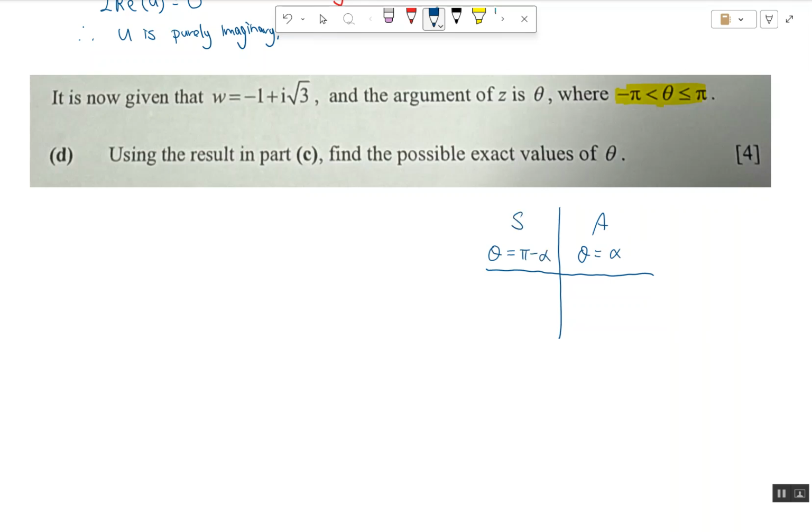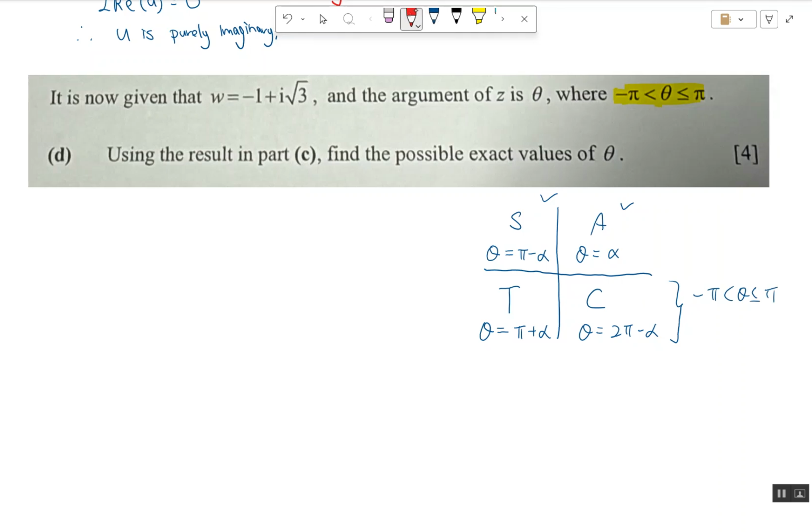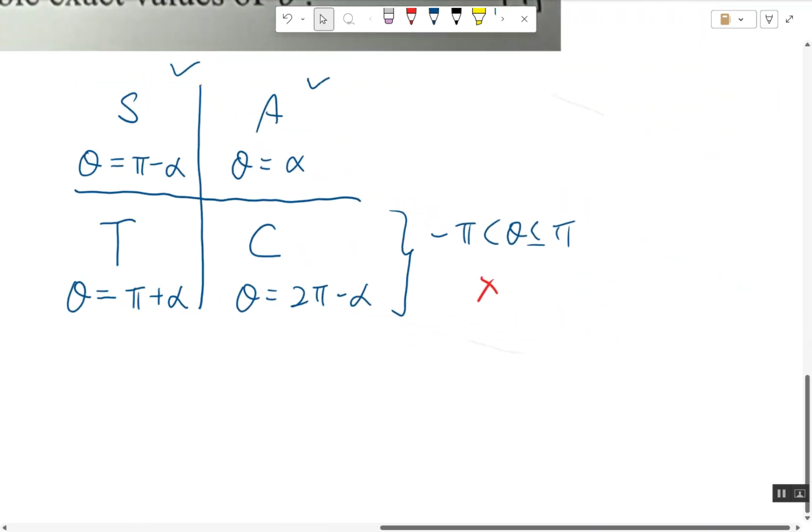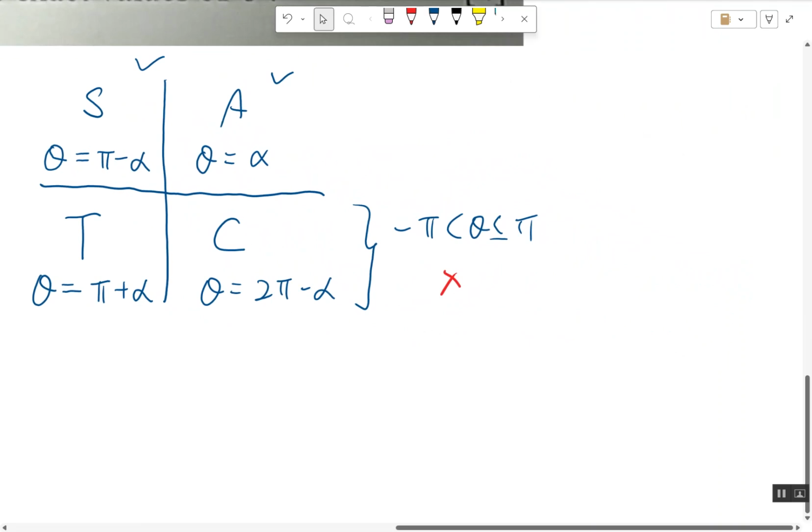Okay, so for the first two quadrants, this is fine. But in the third quadrant, we are so used to having theta equal to pi plus alpha, and in the fourth, we are so used to having theta equal to 2 pi minus alpha. Do these two satisfy the range of minus pi to pi? Okay, the answer is no. It doesn't, because pi plus any angle will be greater than pi, right or not? But my right bound is pi.